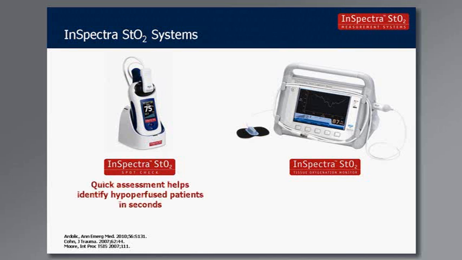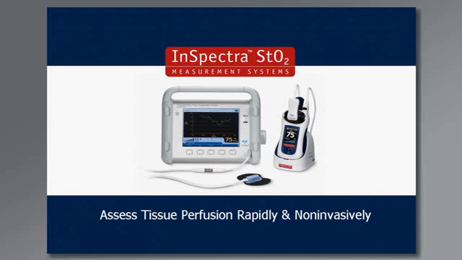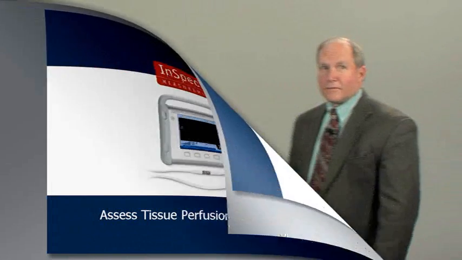The Inspectra StO2 Spot Check is designed to be portable and low cost per patient, making it perfectly suited as a screening and initial assessment tool for identifying hypoperfusion. The Inspectra StO2 monitor provides a continuous trend to gauge the effectiveness of medical interventions in hypoperfused patients. Next, you'll learn about microcirculatory tissue oxygen saturation and the Inspectra StO2 reading.